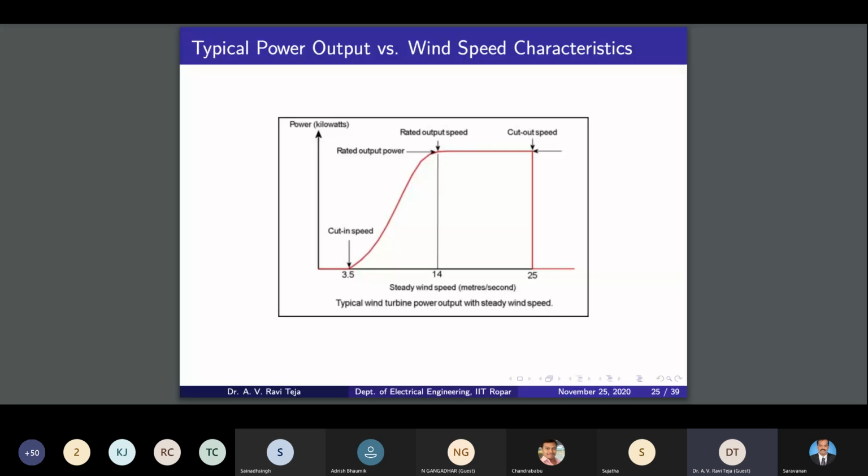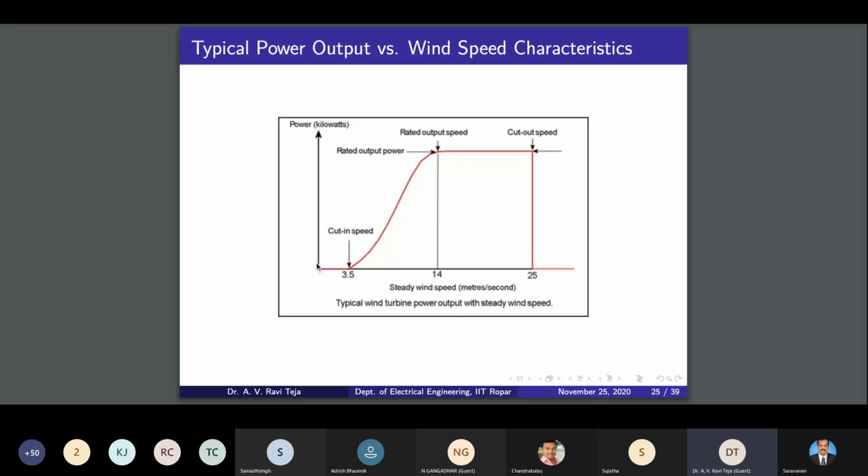So if the wind speed is less than what we call the cut-in speed, you don't get any power output, because the losses in the generator, converter, turbine, and gearbox itself consume the power, and you get nothing at the output. So there is no use of operating the wind turbine system if the wind speed is less than the cut-in speed, because you will not generate any power at the output. The speed is so low that the generated power itself is consumed inside by the losses, and you get nothing at the output.